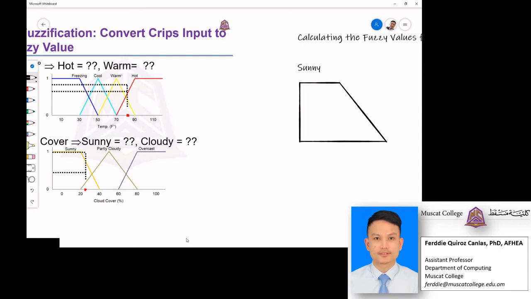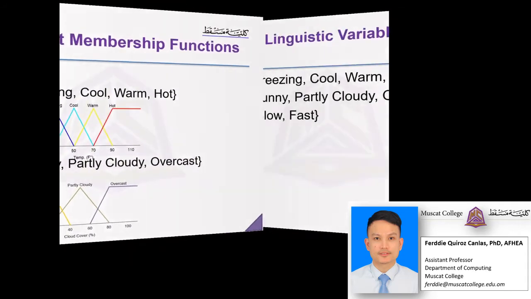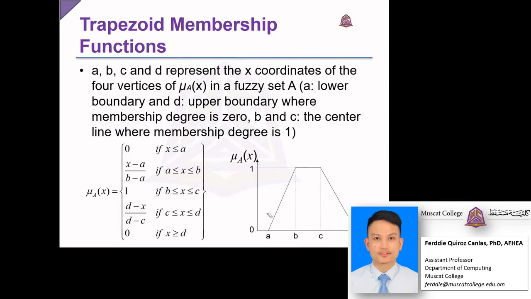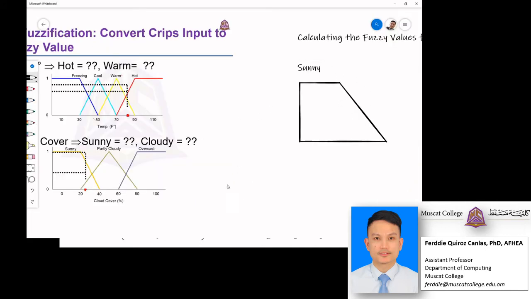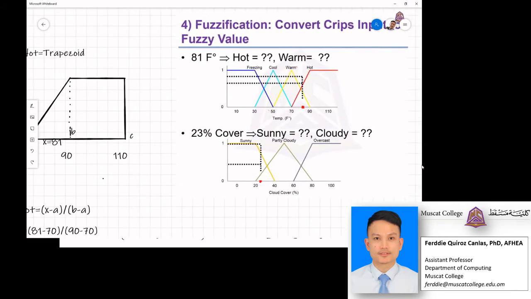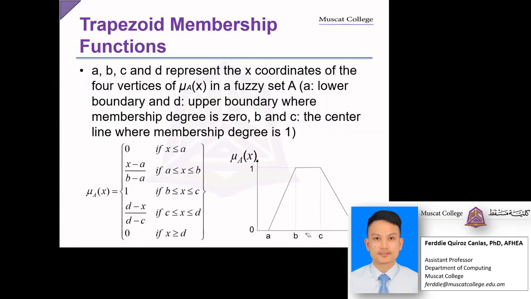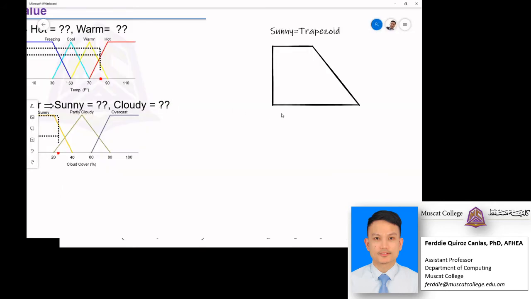Let's go with the image. Let me just go back to the PowerPoint. So it's using trapezoid, right? We're going to use this trapezoid for sunny. But look, the way the trapezoid was drawn, A, B, C, and D, right? So we have to draw with this.